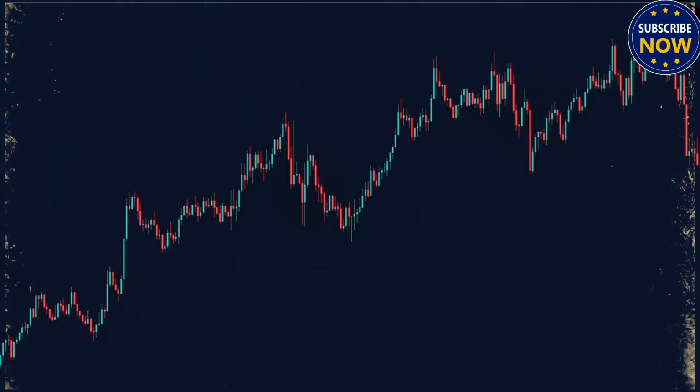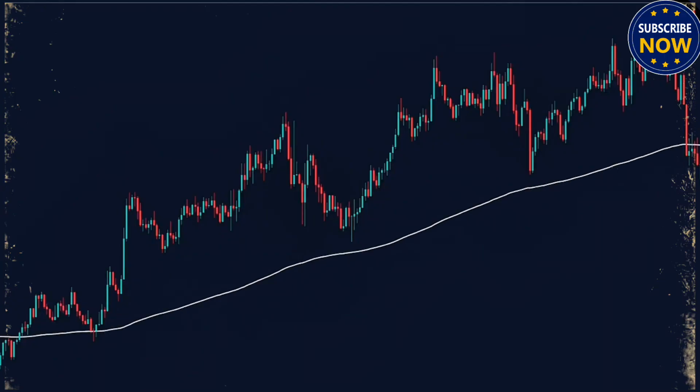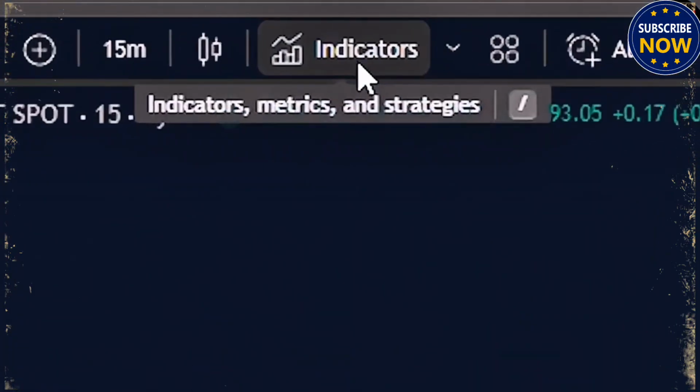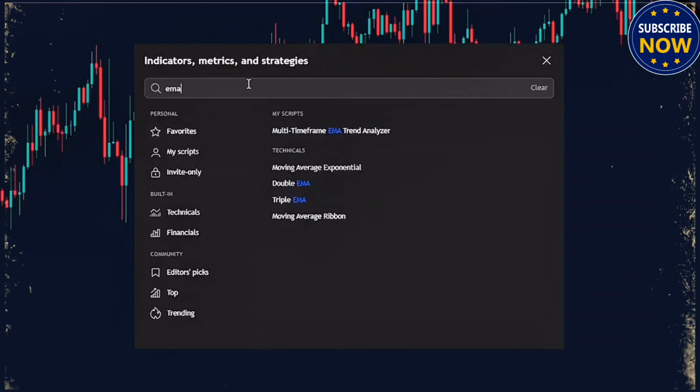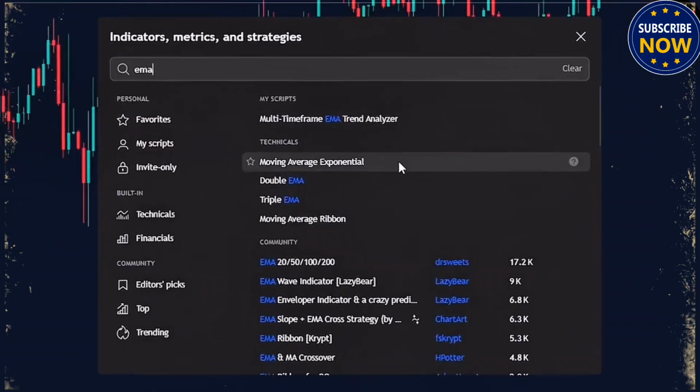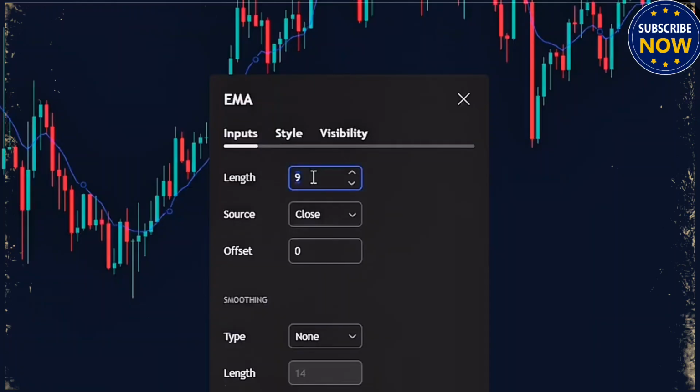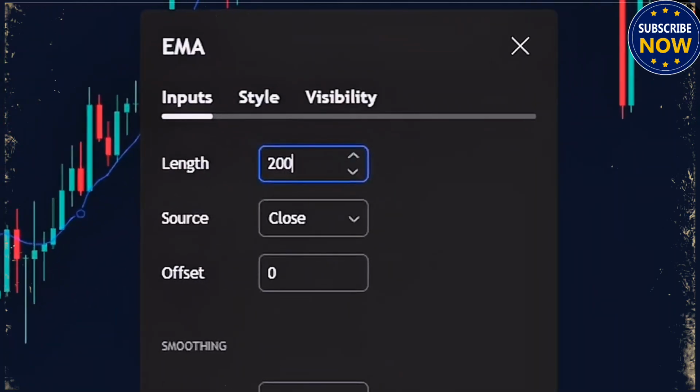trades. Now that you've identified the trend visually, let's add a simple confirmation. We're going to use the 200 EMA, one of the most reliable indicators for spotting trend direction. Here's how to add it. On TradingView, click on Indicators, search for Moving Average Exponential, and add it to your chart. Go to Settings, Inputs, change the length to 200, and click OK.